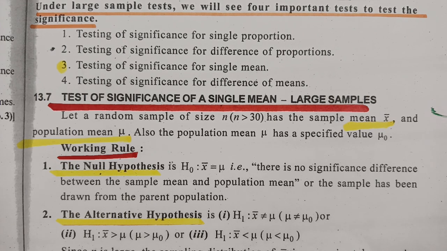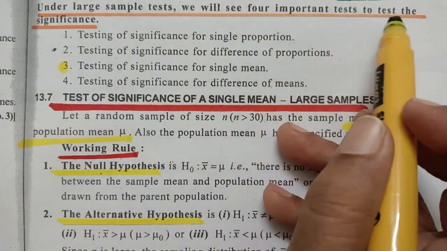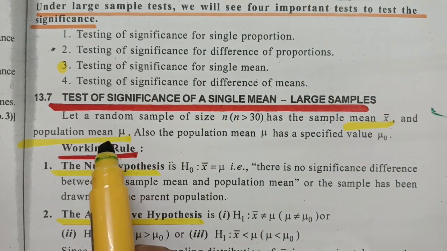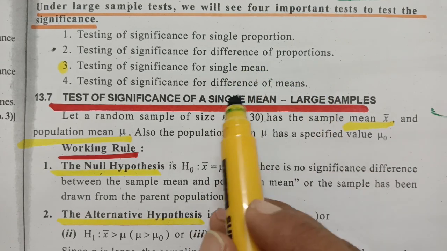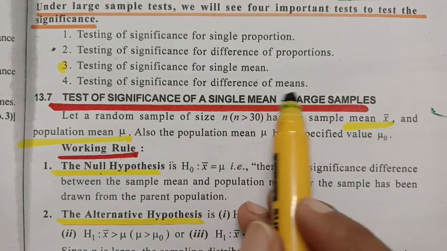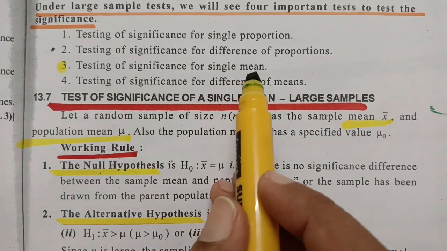The topic today is tests of hypothesis, large samples, from statistics. So here are a few steps. The first four important tests of significance are testing of significance for the single proportion, difference of proportions, single mean, and difference of means. So the third topic here is the testing of significance for single mean.